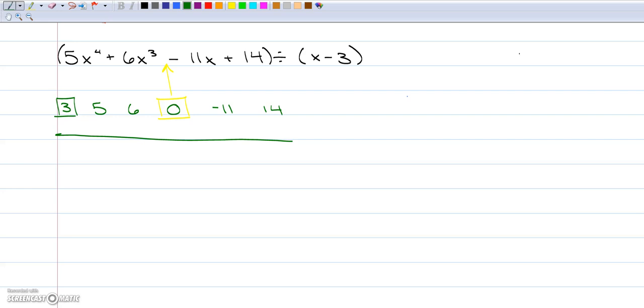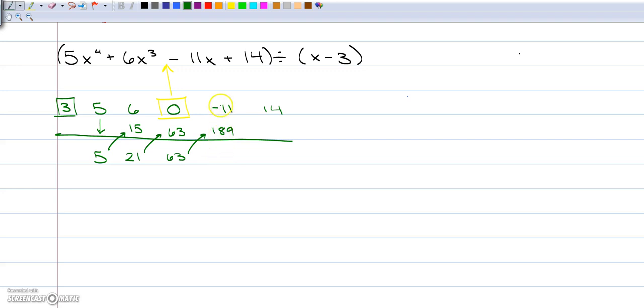We have coefficients. We have a number inside the box. So we begin our process. Straight down. 5. Multiply to come back up. That's going to make 15. Add down. 21. Multiply to come up. 63. Add down. Multiply to come back up.